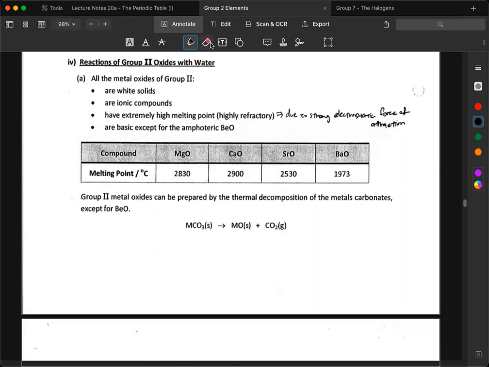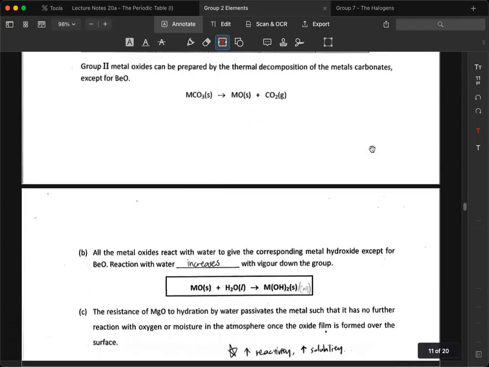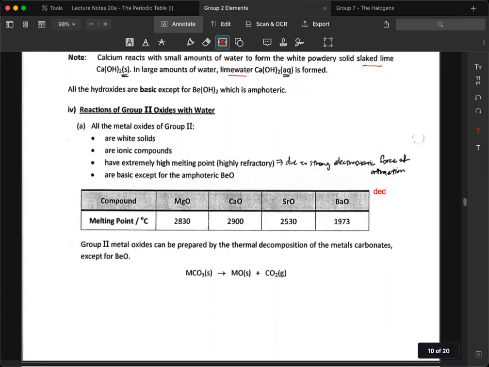This one decreases because of decreasing melting point due to decreasing metallic bond strength, due to increasing ionic radius of the cation, which means you bring about, let me see, okay, increasing radius, so decreasing charge density. Okay.